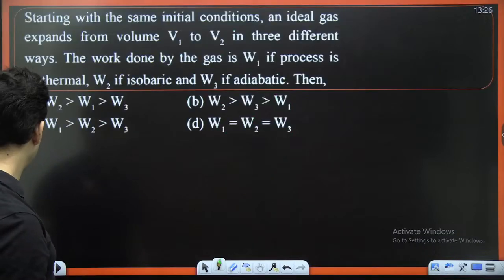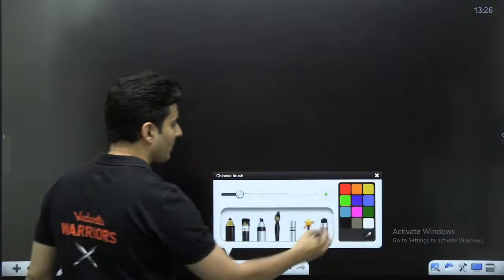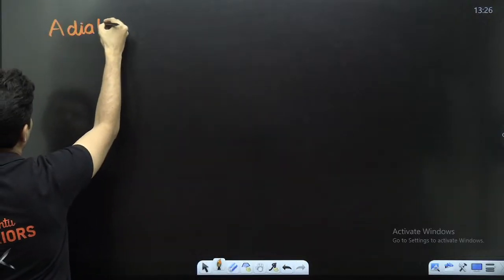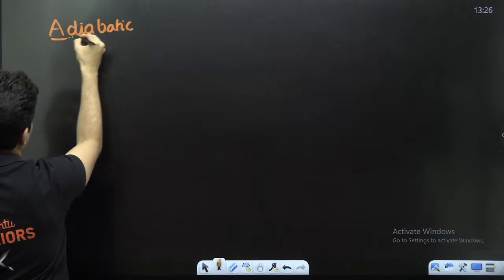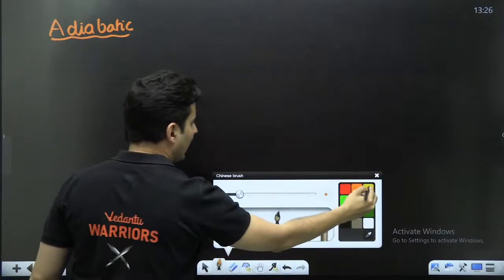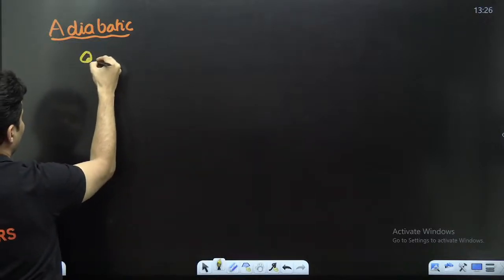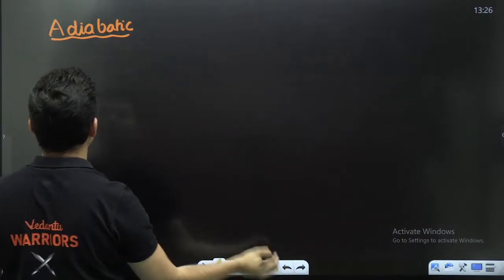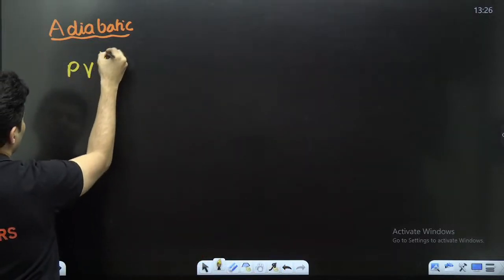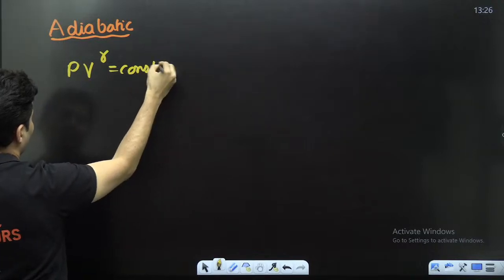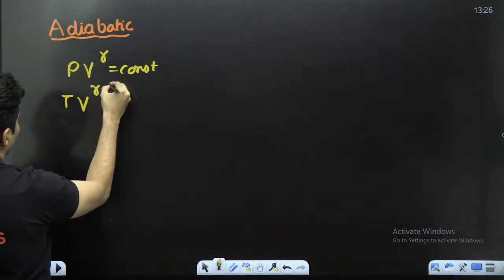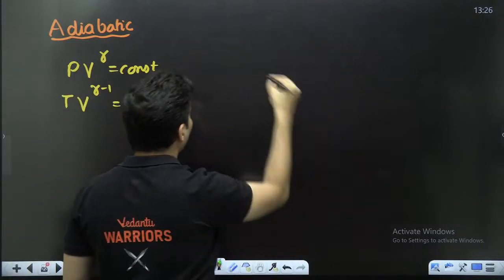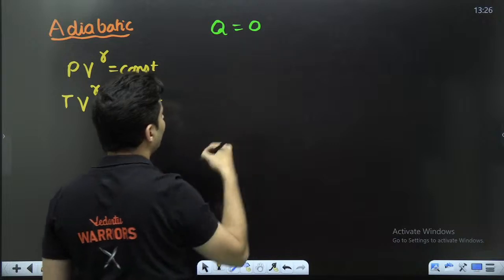Cool. Moving on to the next one coming up on your screen, and that is adiabatic. So in adiabatic, the heat supplied is basically 0. I'll put it later over here. In fact, I can say PV raised to gamma is a constant. You can also say TV raised to gamma minus 1 is a constant. That is the law that you will be using. And the heat supplied is 0.